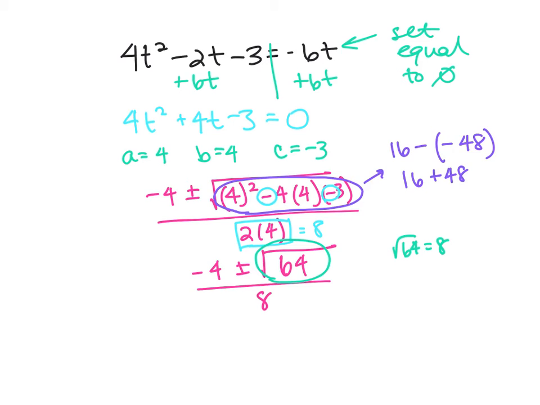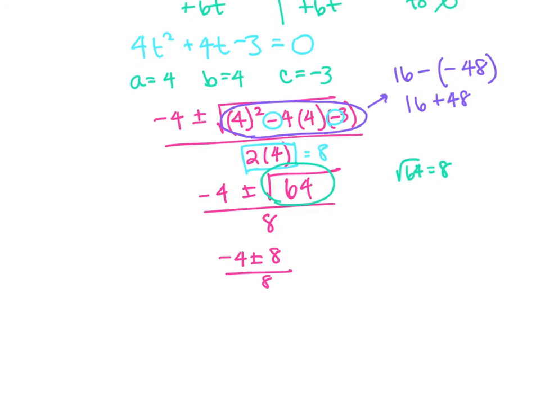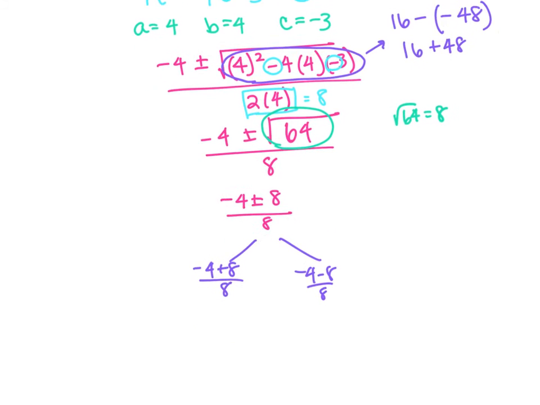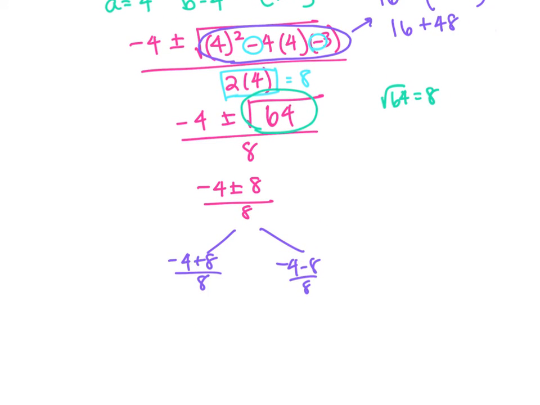So we can rewrite this as negative 4 plus or minus 8 all over 8. Let me get us some more room down here. And now we have to separate into our two answers. Always our case. So we have negative 4 plus 8 over 8. We have negative 4 minus 8 over 8. So work on the top first. Negative 4 plus 8 is a positive 4 over 8. Type that in a calculator and you get 1/2 or 0.5.